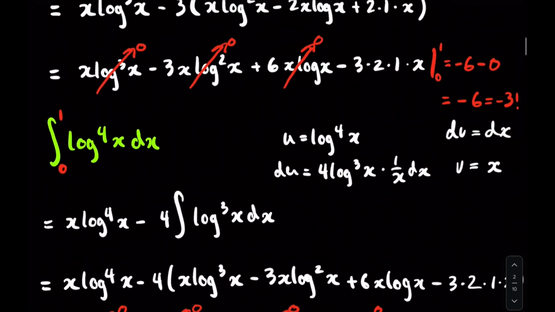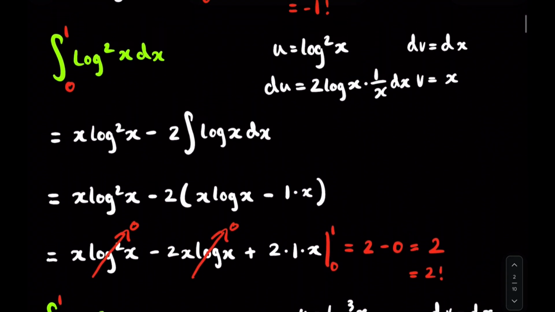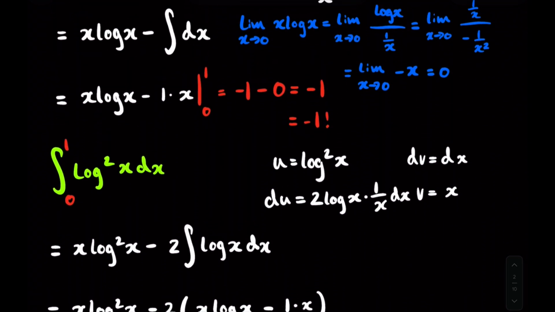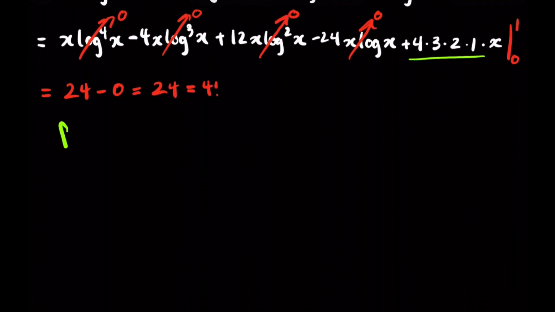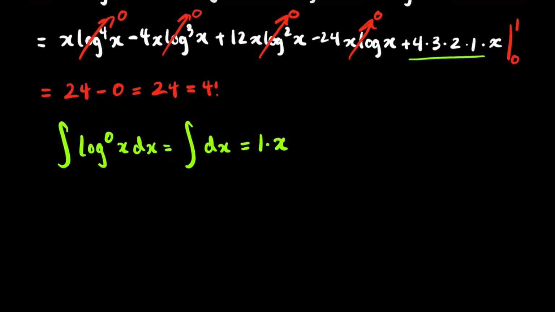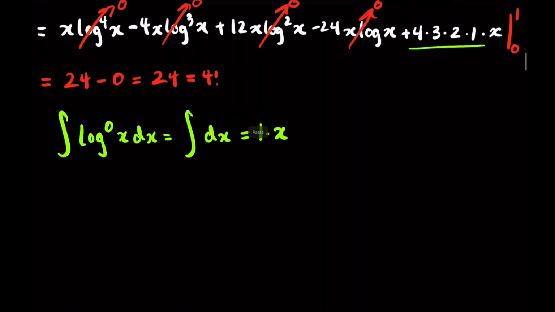And you might be wondering, what about log to the 0 of x? Well, we can also prove that quickly here. The integral of log to the 0th power of x dx, well, just equals the integral of 1 times dx, which is just x with a coefficient of 1. And so factorial of 0 is 1. And so we're going positive to negative, positive to negative.